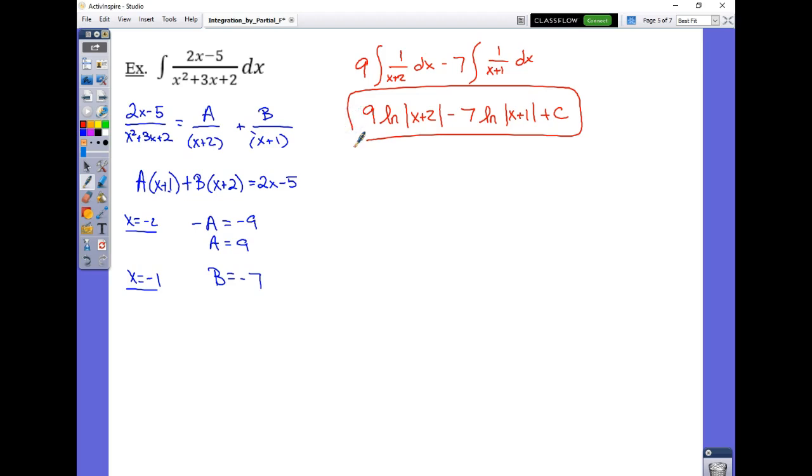One of the things you'll notice in partial fraction decomposition is, yes, you're supposed to get a whole bunch of natural logs. That is not on accident, that is on purpose.